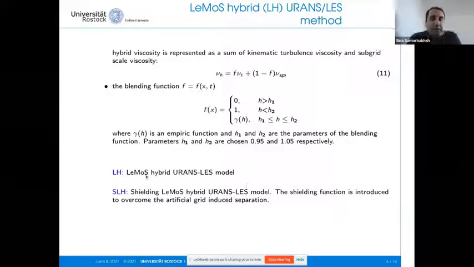So again, the hybrid URANS LES model, which we developed in LEMOS, we call it in the short form LH, or LEMOS hybrid model. And also there is a shielding version of LEMOS, which we call in short form SLH. This shielding function is introduced to overcome the artificial grid-induced separation, like the shielding function which we have in DDES.